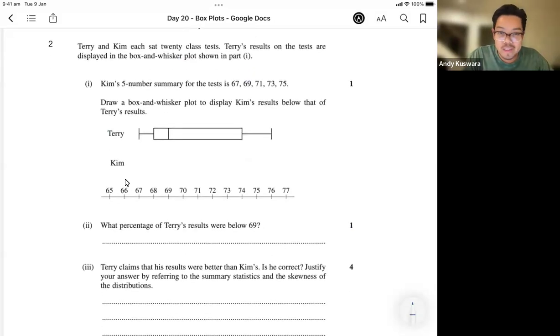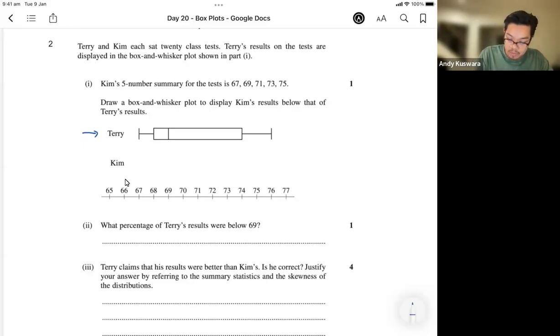Now, I think the next question is probably a little bit more interesting. It'll talk more about your understanding and try to draw that out of you. It says here, Terry and Kim each sat 20 class tests. Terry's results on the test are displayed in the box and whisker plot shown in part 1. You can see that there. Kim's 5-number summary for the test is 67, 69, 71, 73, 75. First question is draw a box and whisker plot to display Kim's results below that of Terry's.